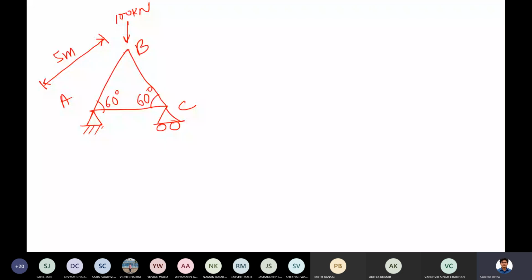Now, if I am applying a load of 100 kilonewtons here, we just found out what type of stress there is going to be in AB. Compression or tension? Compression. So this will be in compression. Can I show the arrows like this, inward arrows? Outward.